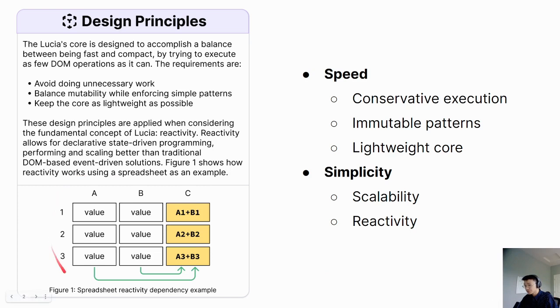Imagine this is a spreadsheet. Cell C3 depends on cell A3's content, so when cell A3's content is changed, cell C3's content will automatically change. This is not the case with normal JavaScript.